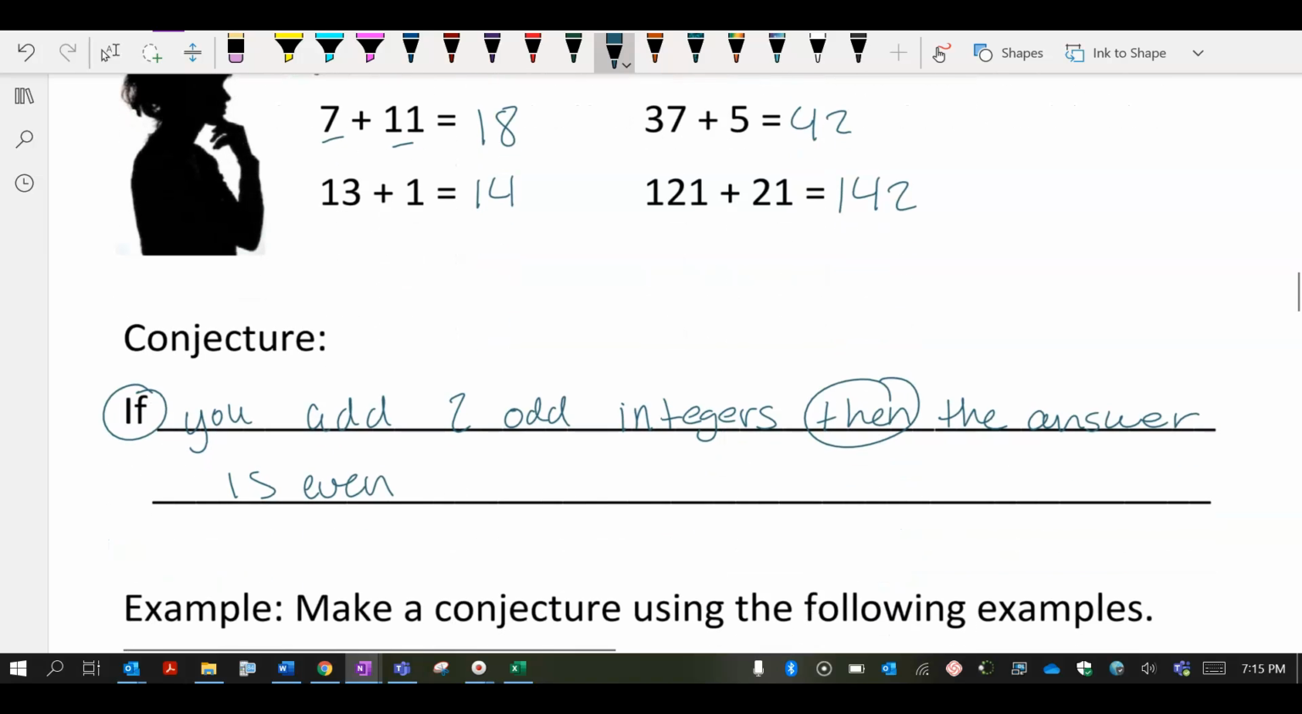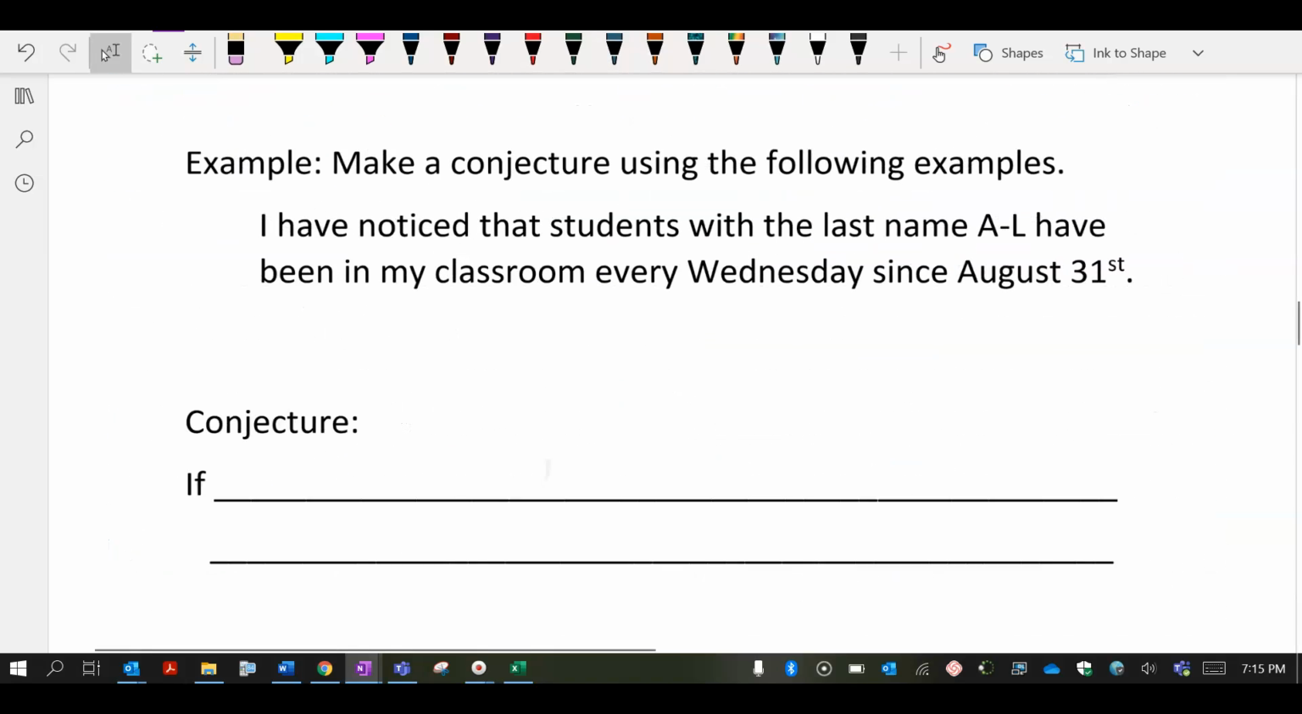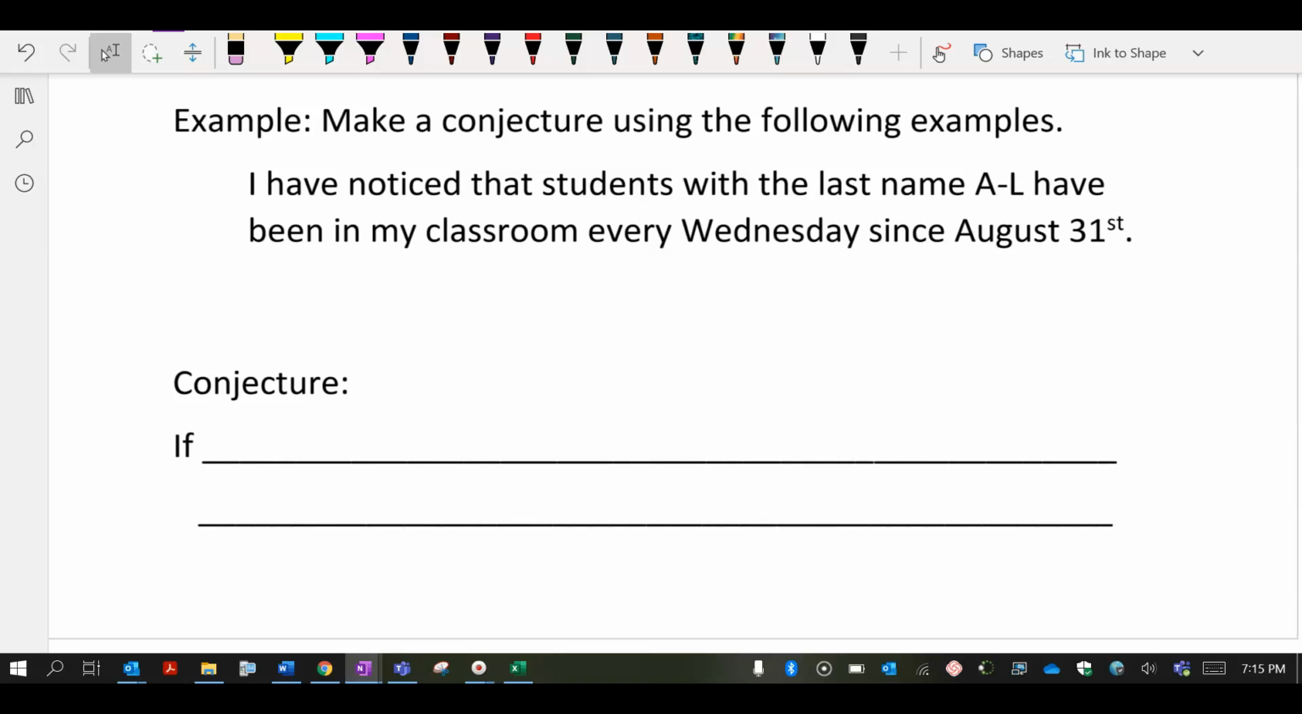All right, so let's move on to the next example. It says here, make a conjecture that follows this example. I have noticed that students with the last name A through L have been in my classroom every Wednesday since August 31st. Okay, so we need an if-then statement. I'm going to put an if here, and then we'll put a then down here.